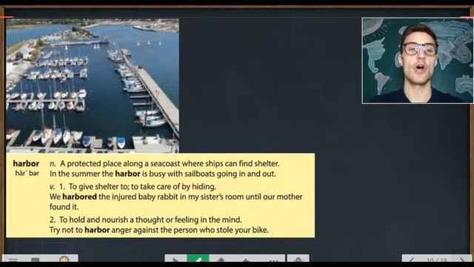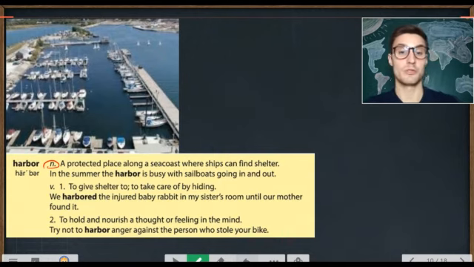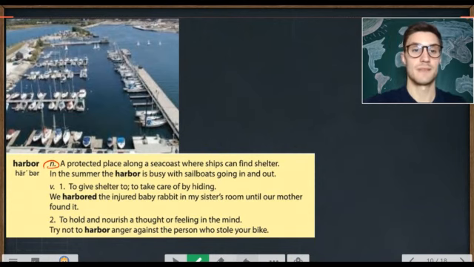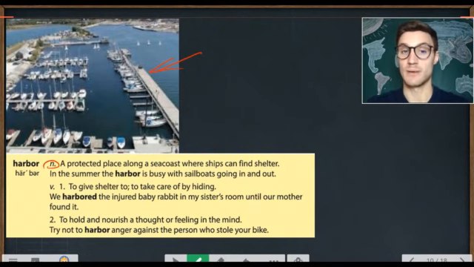Next up, it's harbor. Harbor has a noun and 2 verb meanings. First, the noun, harbor, is the name of a protected place along the sea coast where ships can find shelter. In the summer, the harbor is busy with sailboats going in and out. This is a harbor. It's a place where boats are protected, where they can stop.